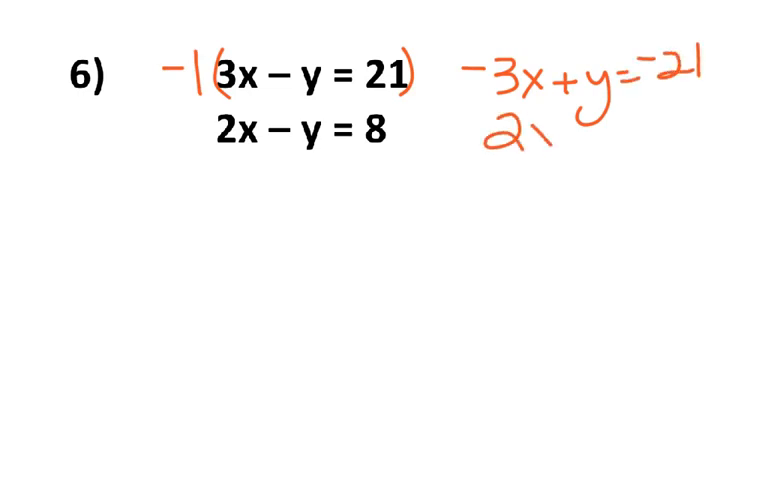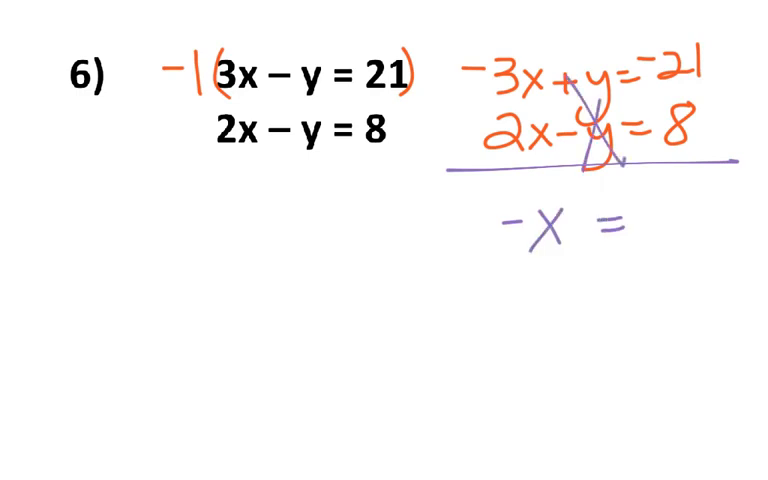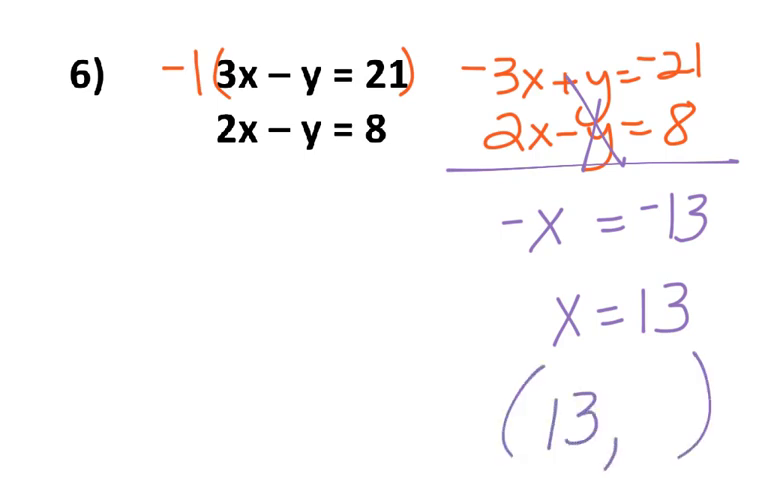And then I'm just going to rewrite the second equation without changing anything. And now I can add those two together. So negative 3x and 2x is negative 1x. The y's are gone. Negative 21 and 8 is negative 13. So if negative x equals negative 13, then positive x equals positive 13. So for my ordered pair, 13 is the x.